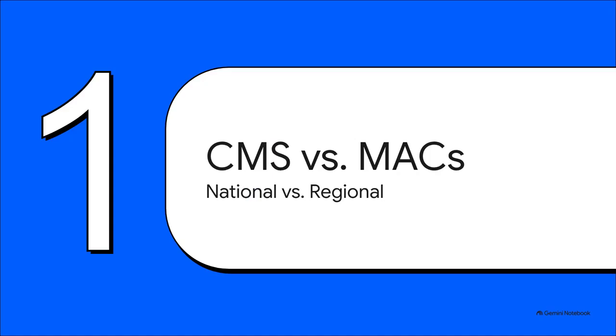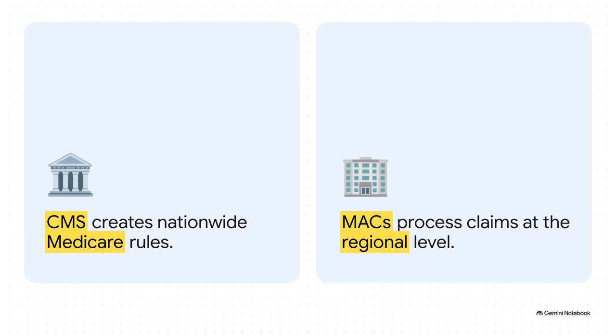Section 1. National Oversight versus Regional Administration. To process claims correctly, you've really got to understand who's pulling the strings behind the scenes. It's kind of a two-part system. Up top, at the federal level, we have CMS, the Centers for Medicare and Medicaid Services. They're the overarching federal authority establishing nationwide regulations for Medicare. But on the flip side, the actual day-to-day execution and regional processing of those claims is entirely handled by MACs.